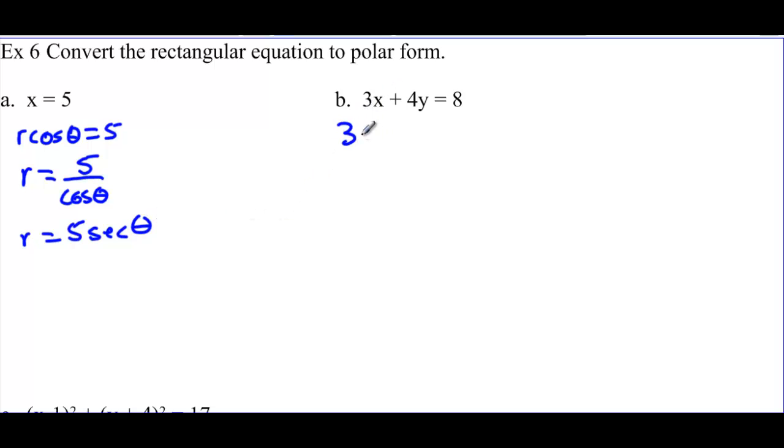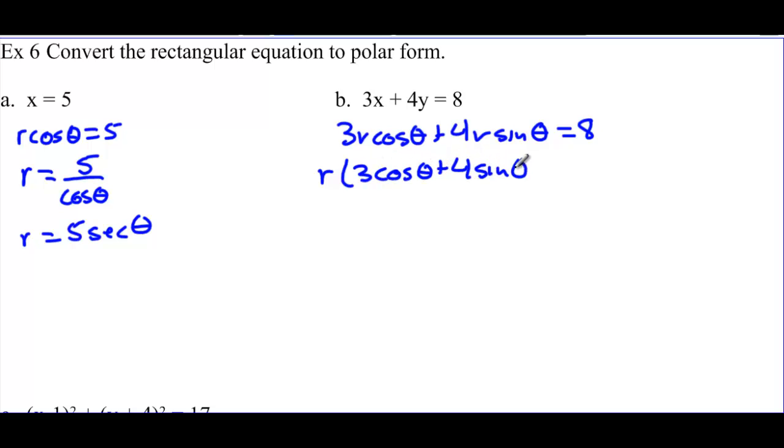In letter B, we have 3r cosine theta for the x, and 4r sine of theta for the y. That's equal to 8. We can factor out the r, and we have r times 3 cosine theta plus 4 sine theta equals 8. And then divide by all of this. The answer is r equals, I don't know why I made that negative, that's positive, 8 over 3 cosine theta plus 4 sine theta.